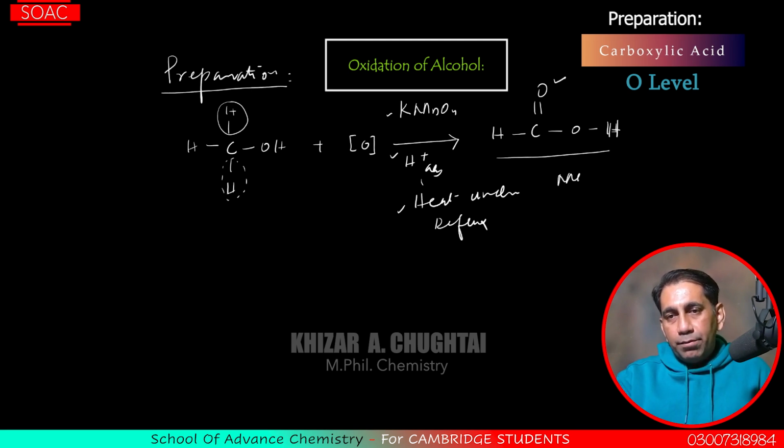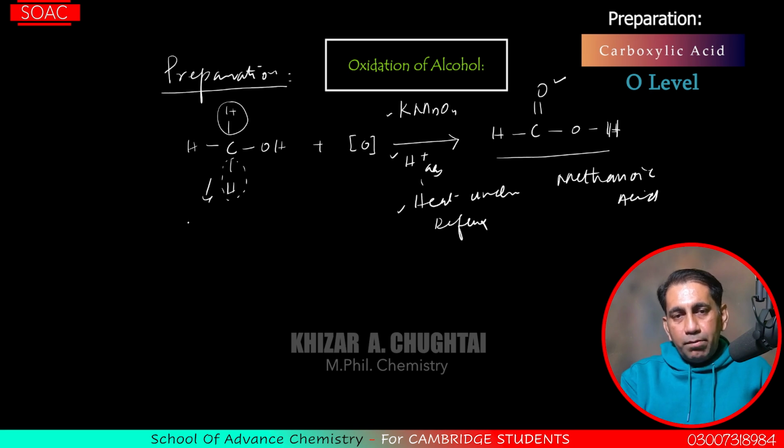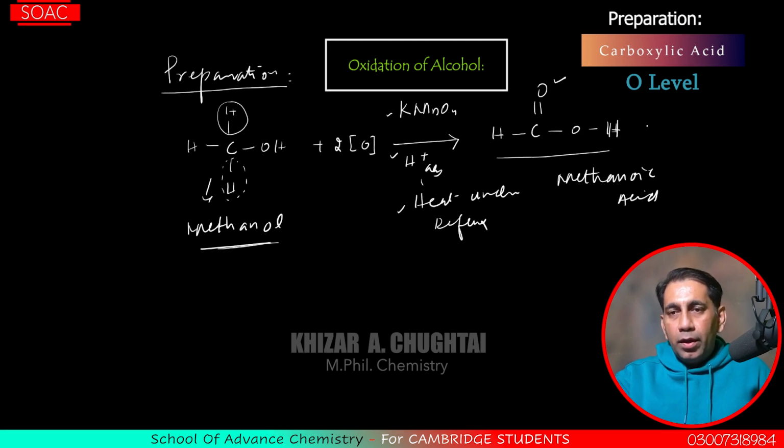And its name is methanoic acid, as I have told you. So its name was methanol: meth for one carbon, ol for alcohol. So the oxidation of methanol will give methanoic acid. For the complete balanced chemical equation, I'm going to put 2 over here plus H2O. Any two hydrogens from these three hydrogens will change into H2O, water will be formed.